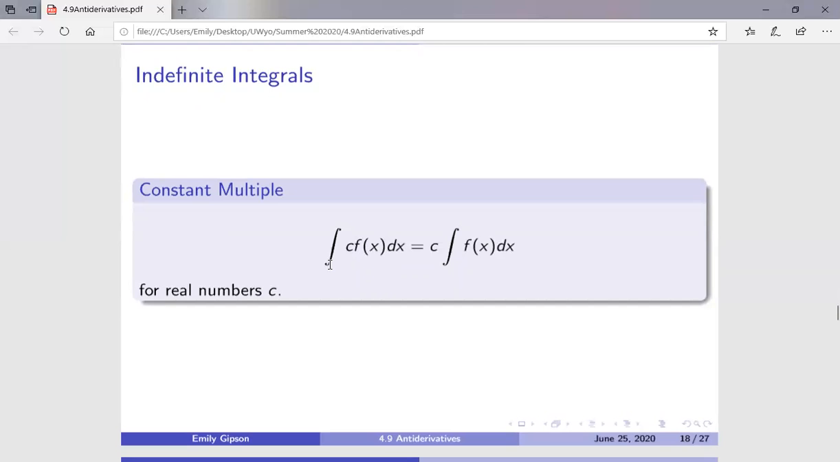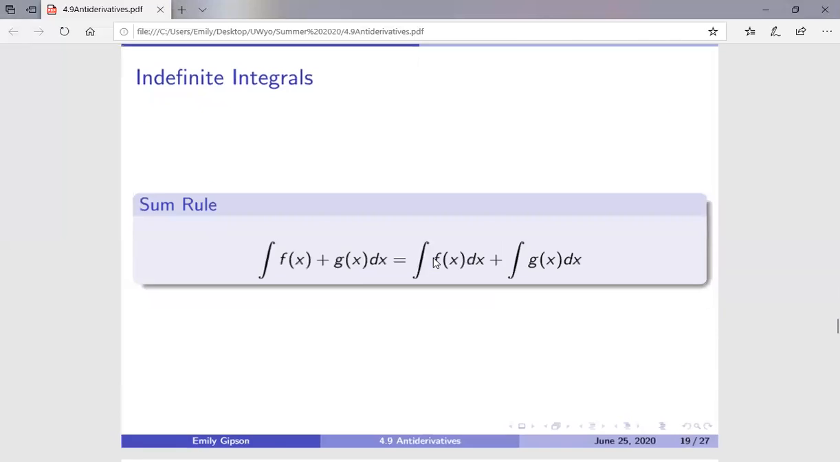Now, what about a constant multiple rule? Say my function is 5x. So my function is x, and I've got a constant 5 multiplied out in front. Well, I'm welcome to just pull that constant out in front for all real numbers c. This will not work if c is a function that depends on x. This only works if it's a constant multiple.